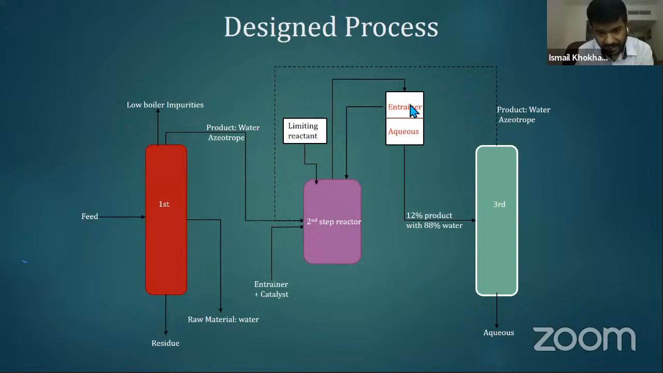It went to a decanter. The entrainer was again recycled back into the system, and the aqueous layer was sent back to the third distillation column. So here you can see that the second distillation column was eliminated. Based on this system, the third distillation column, as I told you, was again used to recycle back the product, because the product and water azeotrope itself contained 12% of the product.